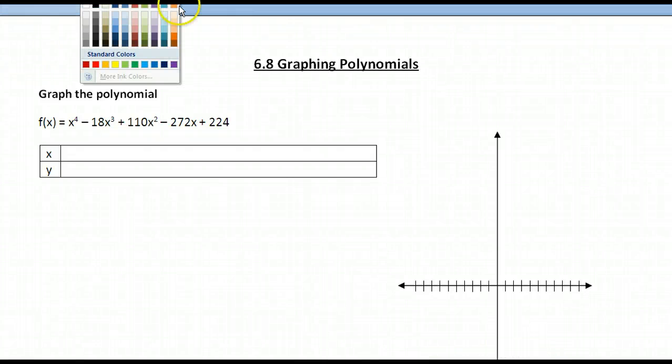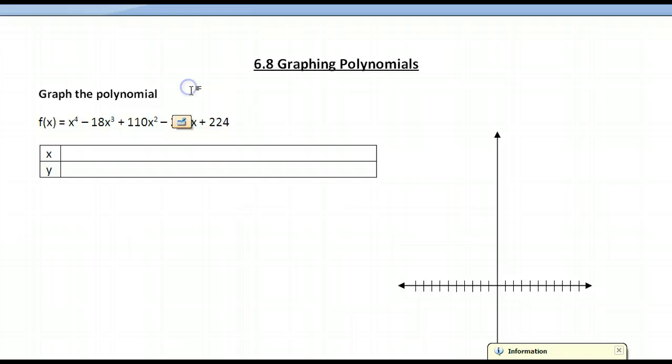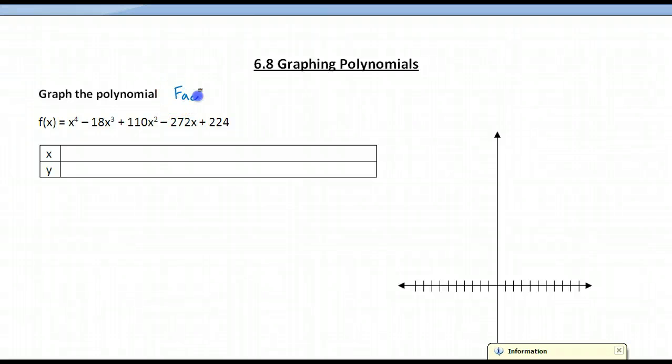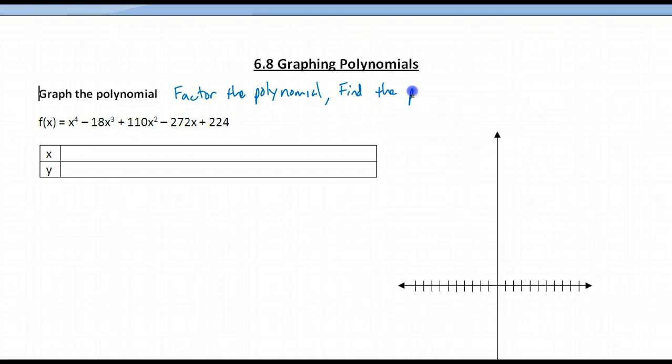In order to graph polynomials, we first need to factor the polynomial. Once we've factored the polynomial, we'll know the zeros, and we can find all the points around the zeros. So if we want to graph this polynomial, step 1, factor this polynomial. To factor this polynomial, we need to find a factor that divides this polynomial evenly.